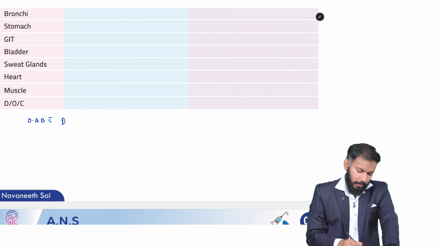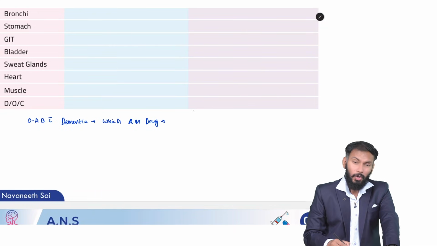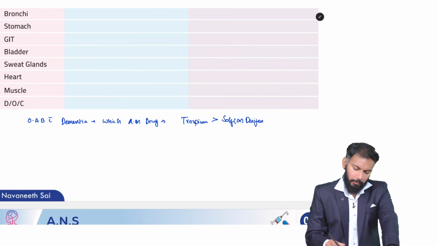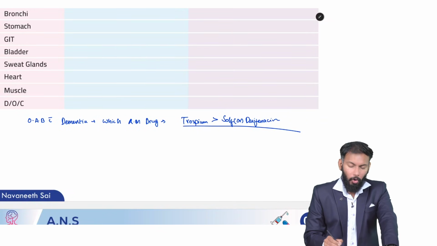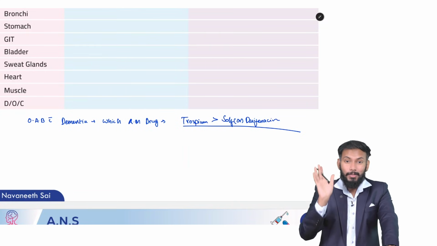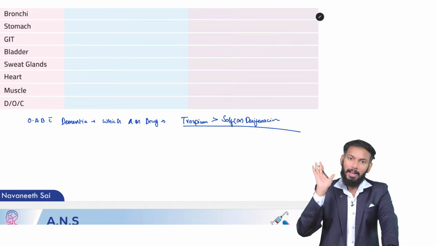Did you understand? Please write this. Overactive bladder with dementia. If they ask which anti-muscarinic drug can be used, obviously the first preference should be trospium. Okay, if not trospium, we can use solifenacin or darifenacin. That is what I want you to remember. That is why I gave you that mnemonic of the stimulated bladder: oxybutynin, flavoxate, fesoterodine, trospium, solifenacin and darifenacin.